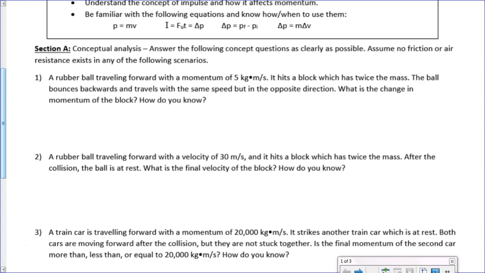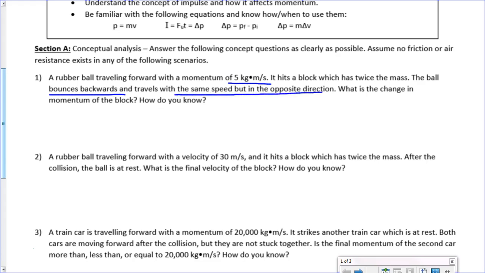So the first question here, it says a rubber ball is traveling forward with a momentum of 5 kilogram meters per second. It hits a block which has twice its mass. The ball bounces backwards and travels with the same speed but in the opposite direction. What is the change of momentum for the block, and how do you know? So there's some key things here. First of all, the rubber ball had an initial momentum of 5 kilogram meters per second, and then we know that it bounced backwards and it traveled with the same speed but in the opposite direction.